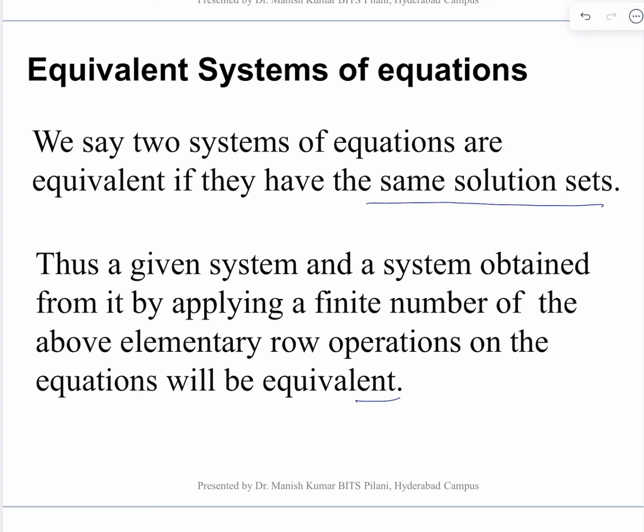So the elementary row operation is useful when we are solving the system of equations using the Gauss elimination method or Gauss-Jordan method or row reduced echelon form, or reducing the matrix into an echelon form.